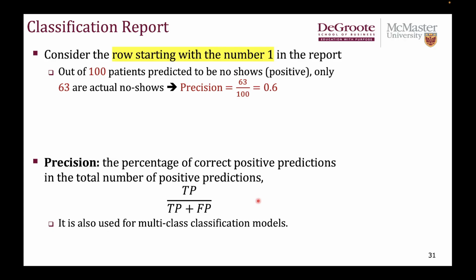So a simple example, let's say you have a total of 100 patients predicted by the doctor to be no-shows. That's everything predicted to be positive, no-shows. Okay? Among those 100 patients, 63 of them are really no-shows. The remaining 37 were incorrectly predicted to be no-shows. And then the metric precision tells you that the precision of positive labels or no-show prediction is 63%. Right? And that's applying the formula.